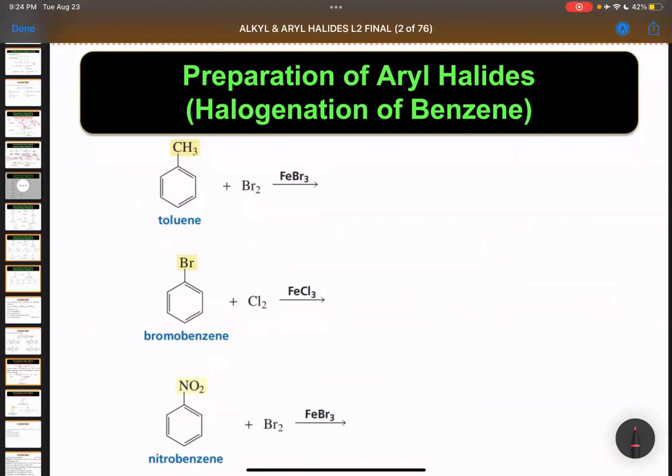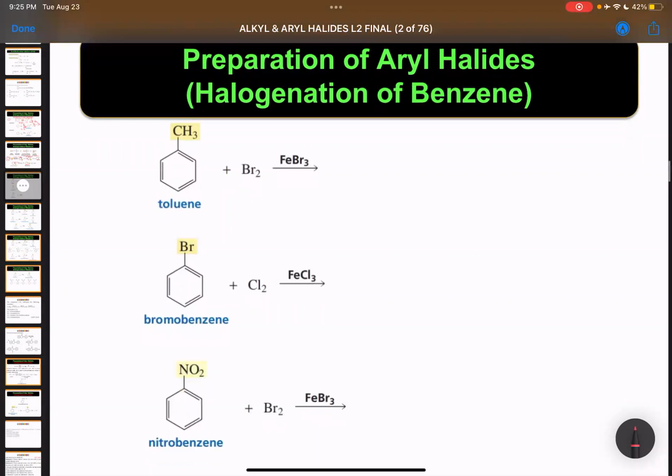So suppose I take toluene or methyl benzene, and I do the bromination in the presence of Lewis acid. What am I going to get? Where will my Br get attached on the benzene ring with respect to methyl? That's what I wanted to know.